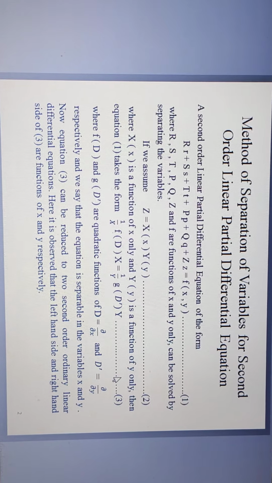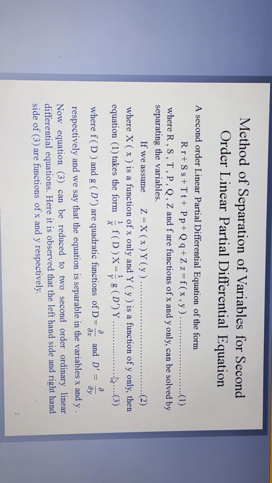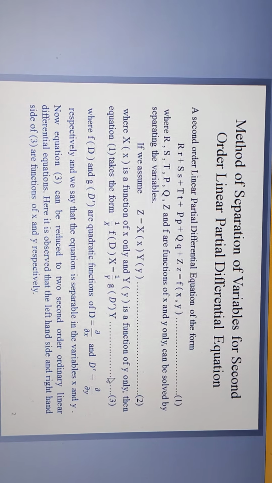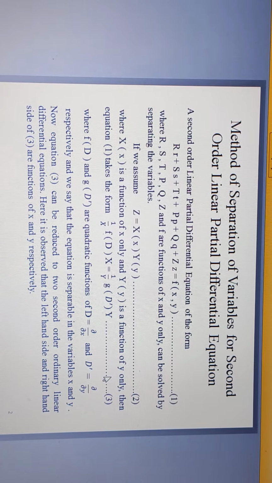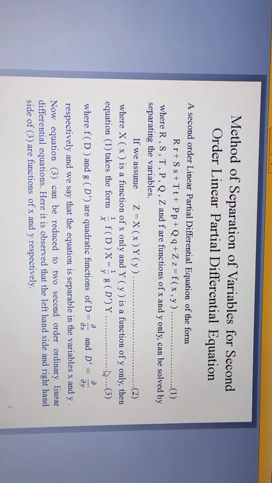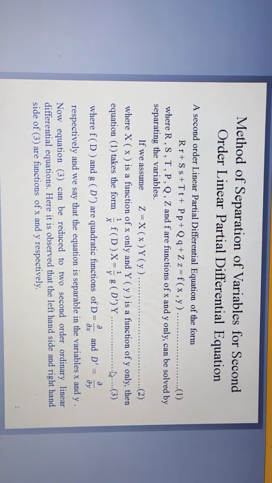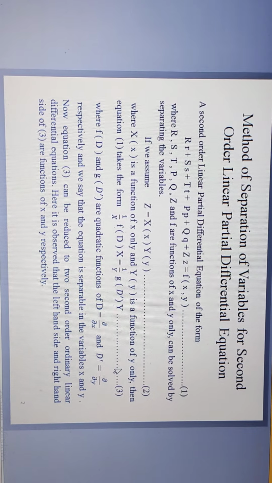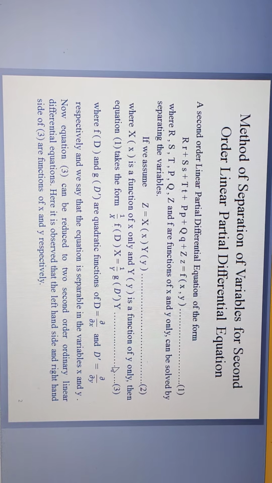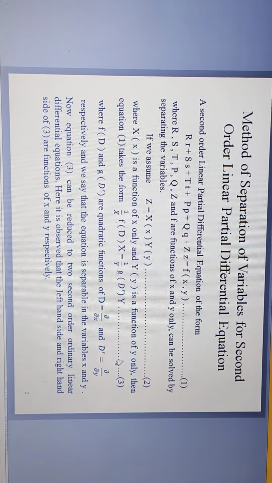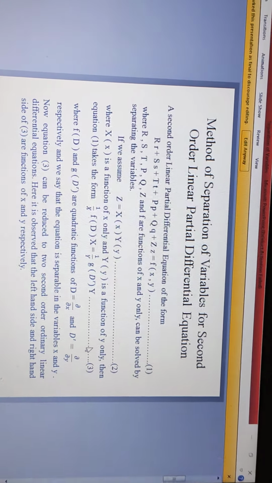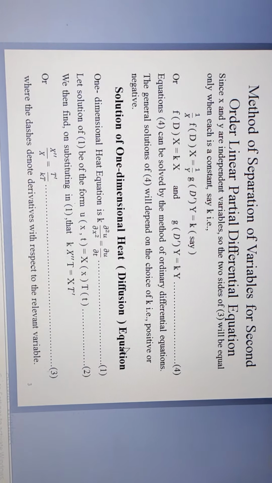Then equation 1 takes the form 1 upon X f(D)X is equal to 1 upon Y g(D')Y, where f(D) and g(D') are quadratic functions in D, where D is del by del x and D' is del by del y respectively. And now the equation is separable in the variables x and y. Equation 3 can be reduced to two second order ordinary differential equations, and it is observed that the left hand side and right hand side of 3 are functions of x and y respectively.